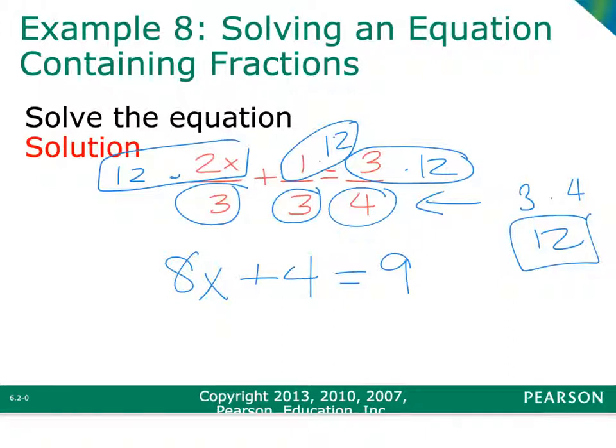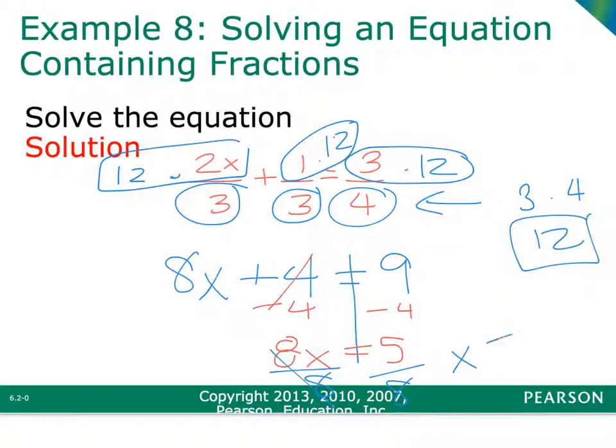8x plus 4 equals 9. I am going to do the subtraction property first to minus the 4 away, which will give me 8x equals 5. And I'll do the division property next to get rid of the 8, which will give me x equals 5/8. I get a fraction as my answer. Does not matter. We do not care. It happens. Just leave the answer as a reduced fraction.